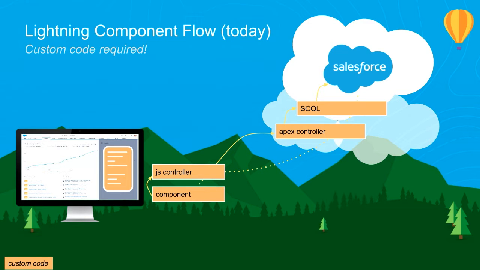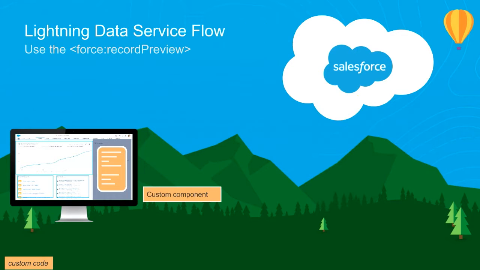You have to write everything from the component to the JavaScript controller to the Apex to the SOQL, but a lot of these operations are pretty much boilerplate. Where we're really going is the Lightning Data Service, and in the Winter release you can call that through what we call force:recordPreview. Note that it's Dev Preview.